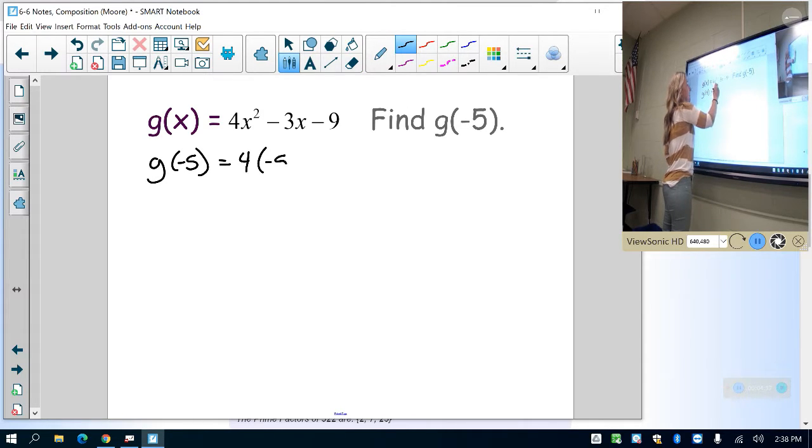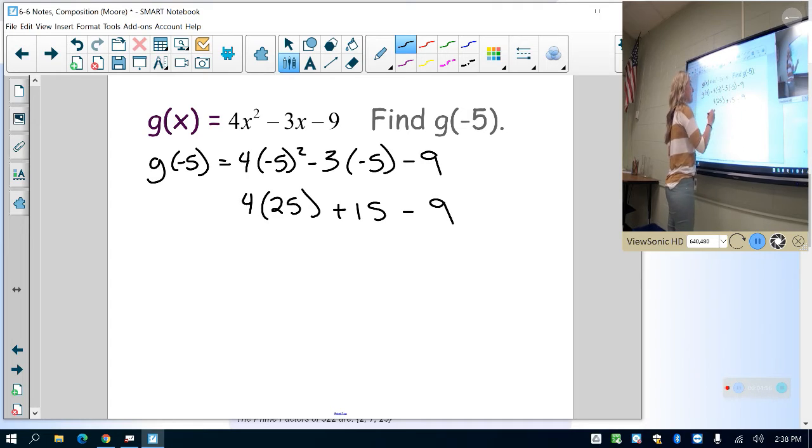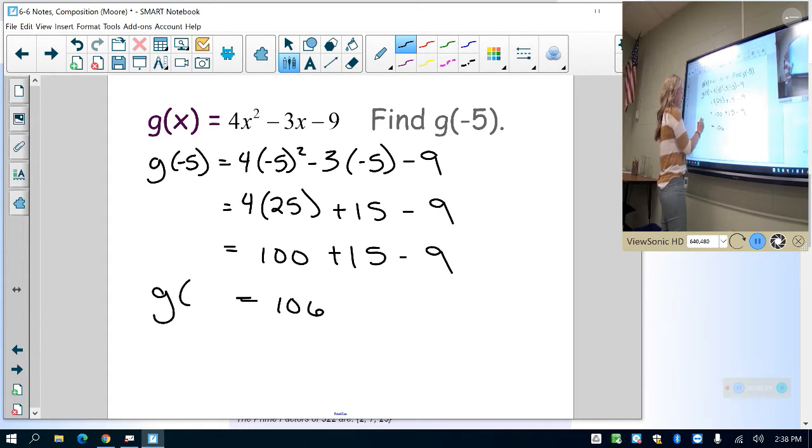4 times negative 5 squared minus 3 times negative 5 minus 9. Now, a common mistake here is order of operations. Remember, we have to do the exponents first. So 4 times negative 5 times negative 5 is positive 25. Negative 3 times negative 5 is positive 15. 100 plus 15 minus 9 gives me 106. So g of negative 5 is 106.